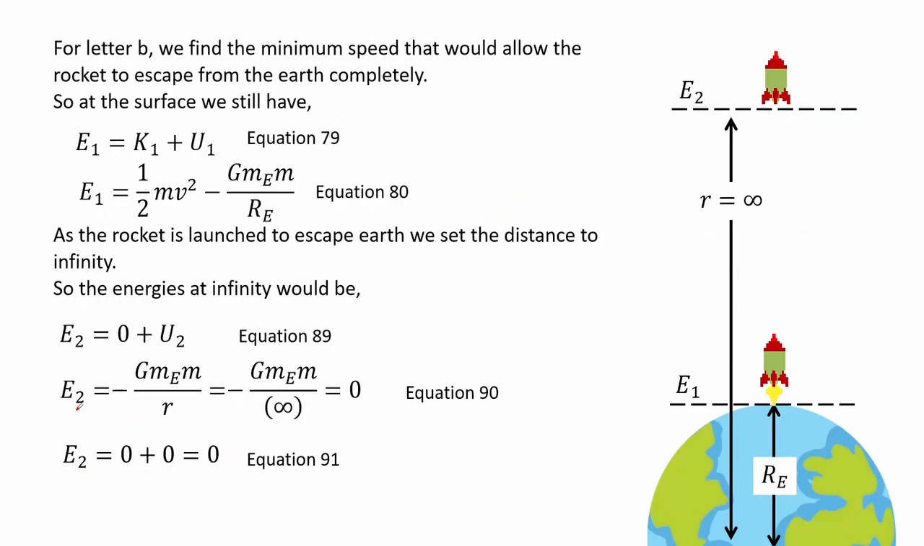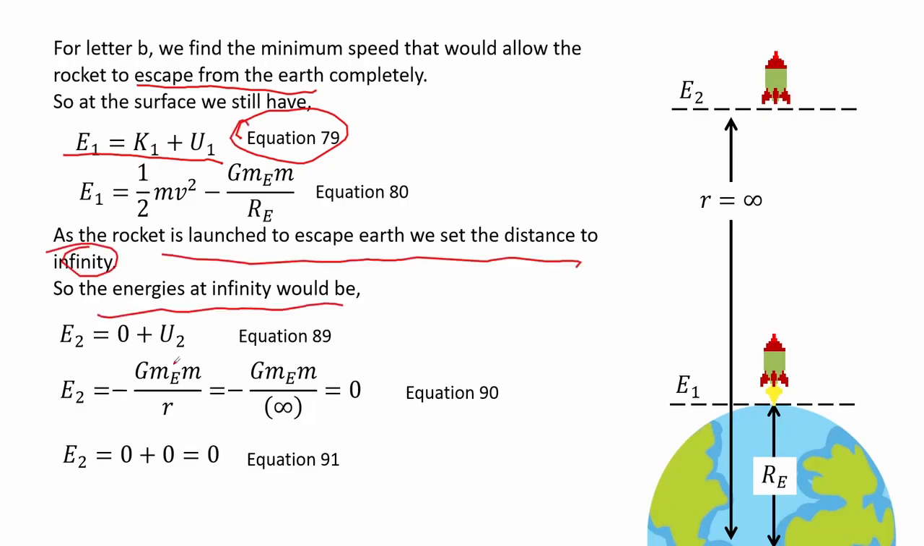For letter B, we find the minimum speed that would allow the rocket to escape from the Earth completely. So, at the surface we still have equations 79 and 80. As the rocket is launched to escape Earth, we set the distance to infinity. So the energies at infinity would be 0, as shown in equations 90 and 91.